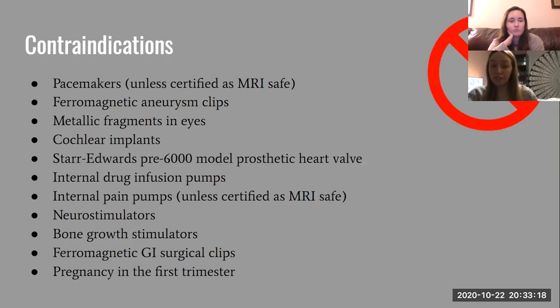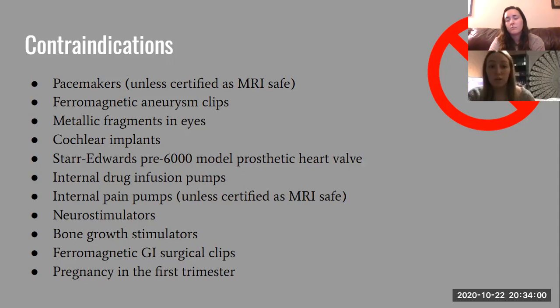Some contraindications to getting an MRI include pacemakers unless they are specifically certified as MRI safe, ferromagnetic aneurysm clips, metallic fragments in the eyes, cochlear implants, Starr Edwards pre-6000 model prosthetic heart valves, internal drug infusion pumps, internal pain pumps unless specifically certified as MRI safe, neurostimulators, bone growth stimulators, ferromagnetic GI surgical clips, and pregnancy in the first trimester.